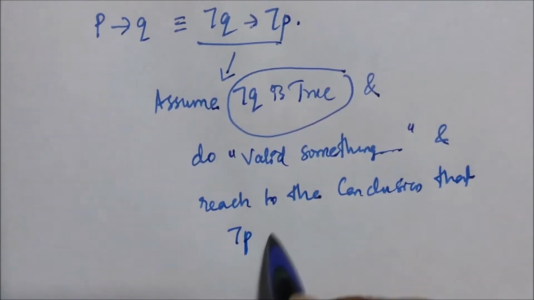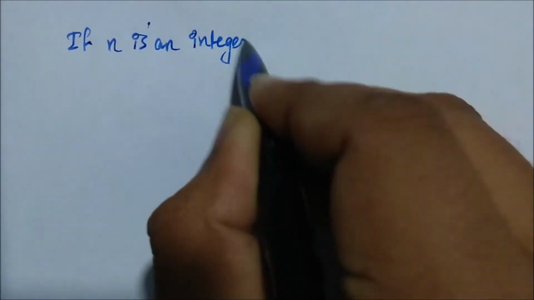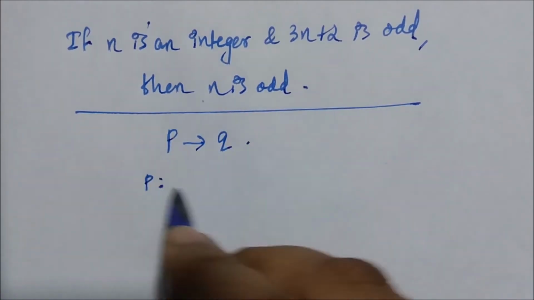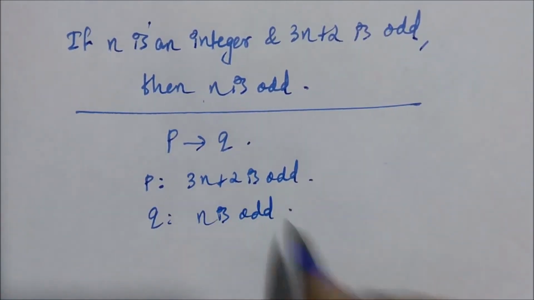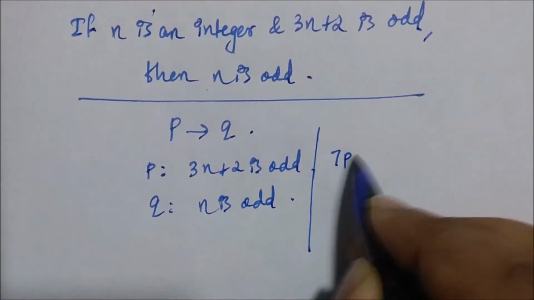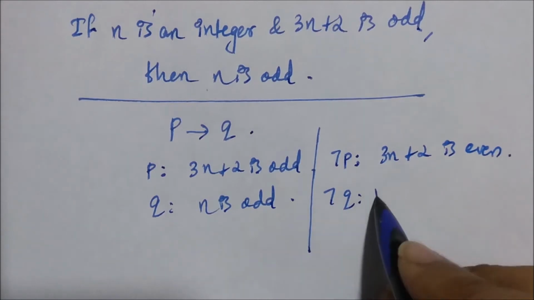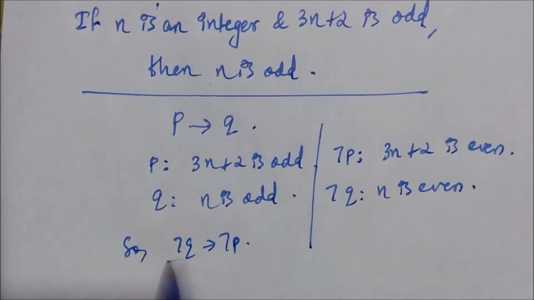And consider the same statement. If n is an integer and 3n plus 2 is odd, then n is odd, right? Now here P is 3n plus 2 is odd and Q is n is odd. Now we take the negation of both of the statements. Negation of Q is n is even and negation of P is 3n plus 2 is even. Now we are going to prove that if n is even, then 3n plus 2 is even, right?